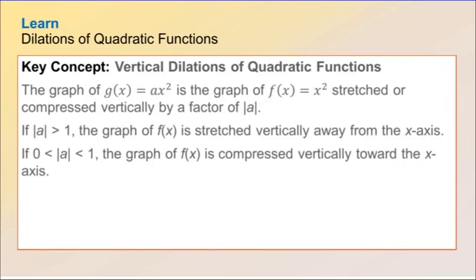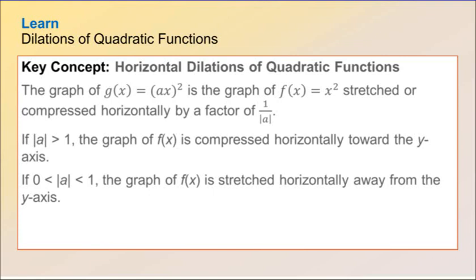Next is looking at dilations. Dilations involve the coefficient in front of our x squared. In our format, when a is attached to the x squared with no parentheses, this is a vertical stretch or compression. When the absolute value of a is greater than 1, it's a stretch vertically because it's going away from the x-axis. If a is between 0 and 1, it's compressed vertically, towards the x-axis.